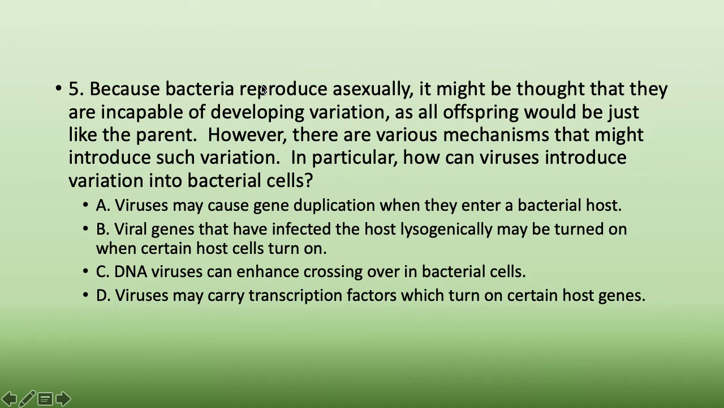And then the final one, because bacteria reproduce asexually, it might be thought that they are incapable of developing variation, as all offspring would be just like the parent. However, there are various mechanisms that might introduce such variation. In particular, how can viruses introduce variation into a bacteria cell? B? Yes, it is B.